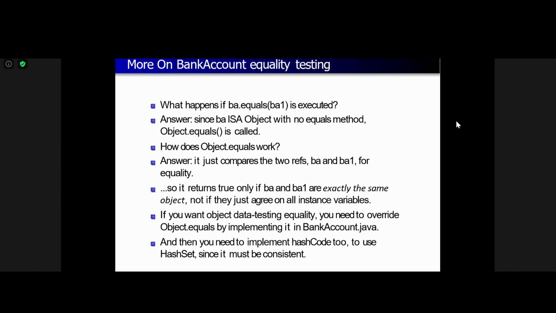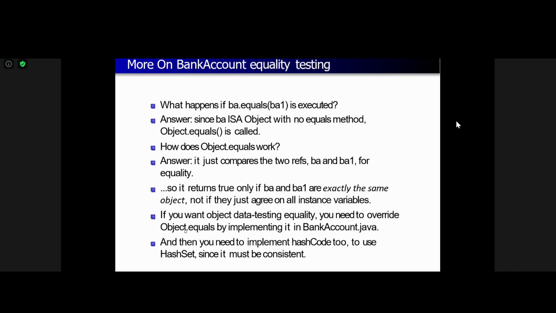So how does object equals work? Well, it just compares the two references, the two memory addresses. So it returns true only if the two objects are exactly the same object. I think we've already said that, but anyway. So you can see that it doesn't depend on the identifier at all. It's the internal identifier.